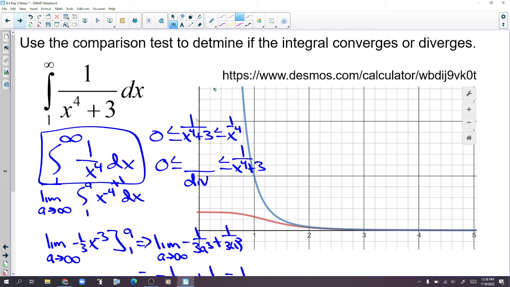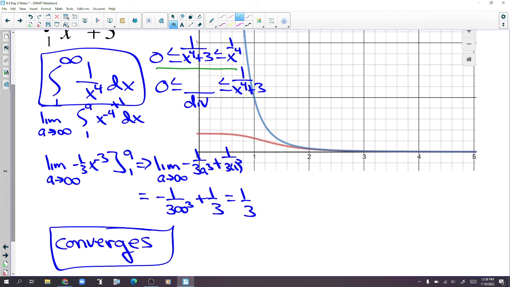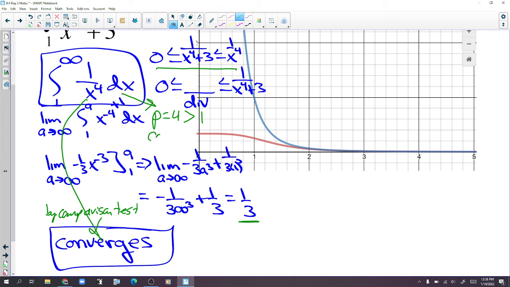Use the comparison test to determine if the integral converges. We're going to compare this to 1 over x to the 4th, and we can make this statement right here. Now, I wrote it all out with work. And what we compare it to ends up converging to 1/3, so we can say by comparison test, this converges. But we could also say that right here, p is equal to 4, which is greater than 1. So it converges.